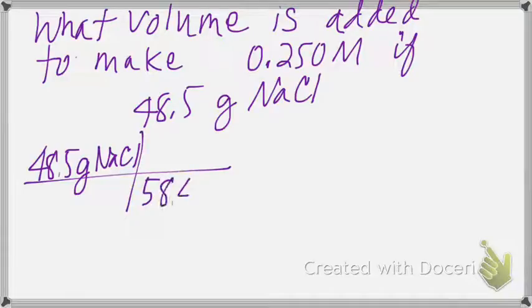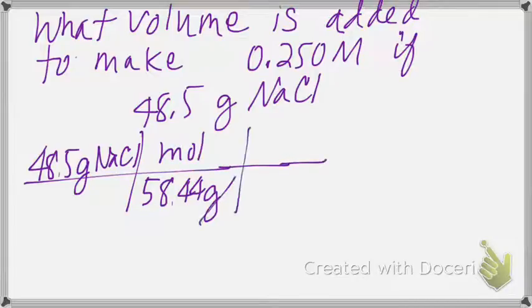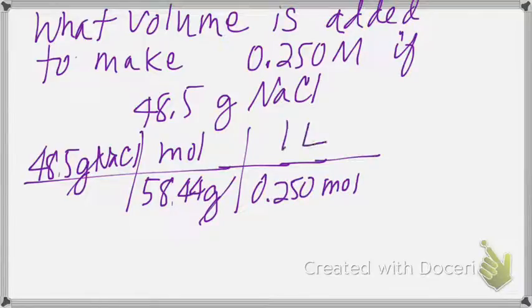Molar mass is 58.44. So I got rid of grams. Now I can get rid of moles by using the molarity, because molarity is moles per liter. So I would say 0.25 moles on the bottom per 1 liter on the top. And then my moles would cancel out, and I would get that I needed to add that to 3.32 liters. So if I added the 48.5 grams of salt to that much volume of water, I would have a 0.25 molar solution. Okay, so that's molarity.